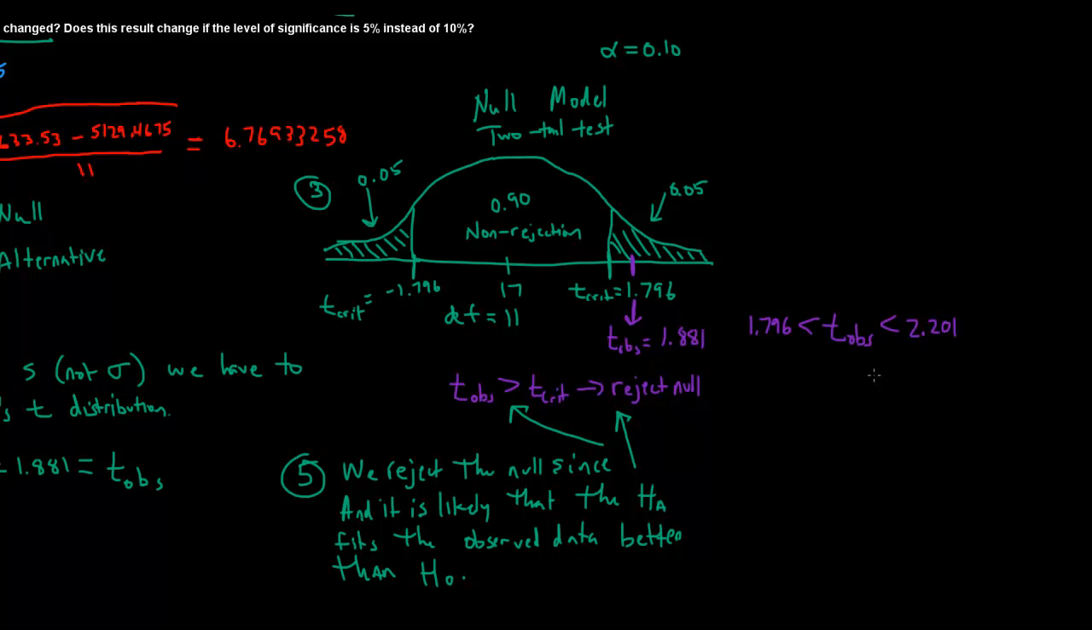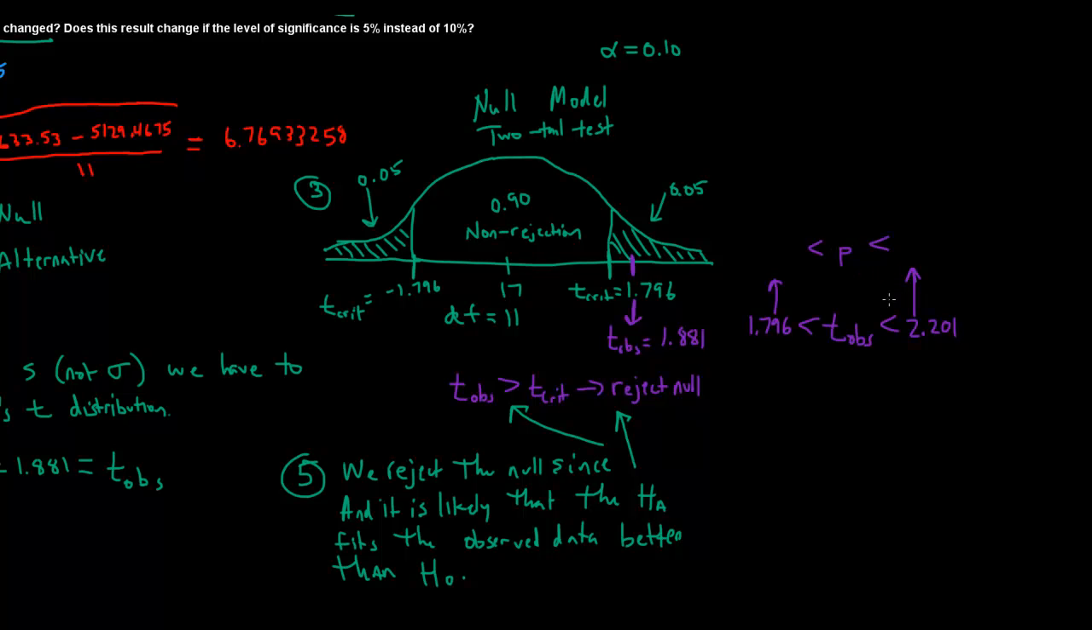So that's the best I can do as far as finding a 1.881 in the chart in the back of the book on the degrees of freedom 11 row. So I need to find the p-value associated with these two values. This is going to tell me what my p-value is approximately.